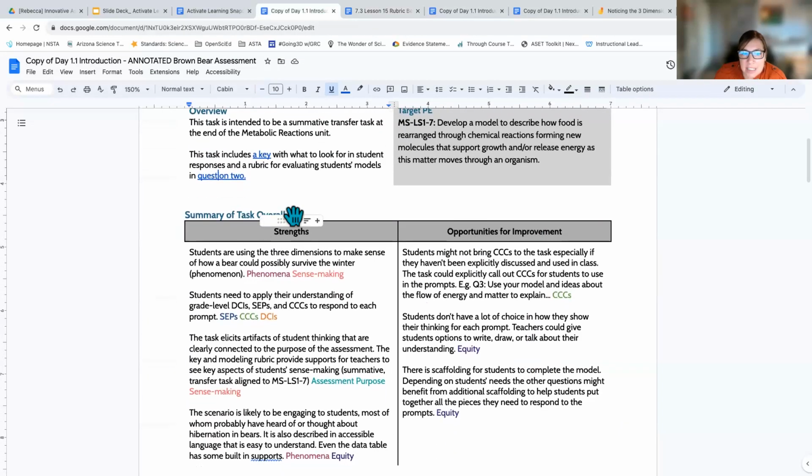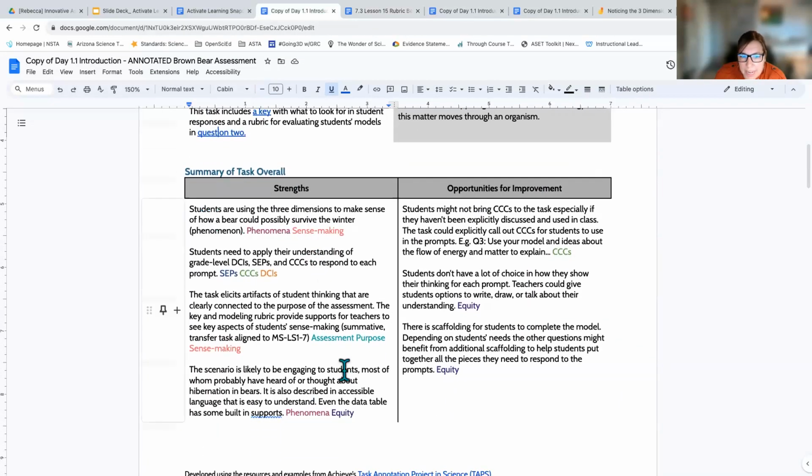But then here's the summary. So this is the strengths of the task, and then opportunities for improvement, which I know we didn't have a ton of time to talk about. So maybe you had some thoughts about strengths and opportunities for improvement. Oh, and I love this because I was looking for the words energy and matter when I was trying to color code it. So I love this idea of a suggestion for improvement.